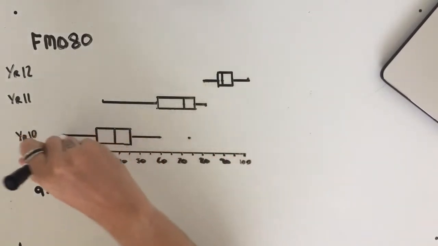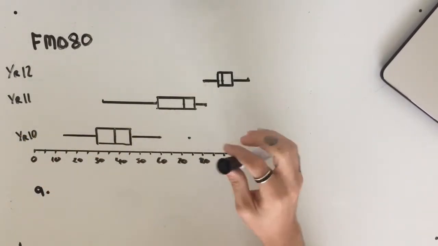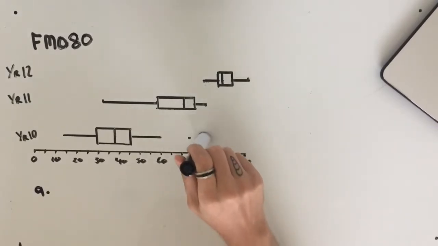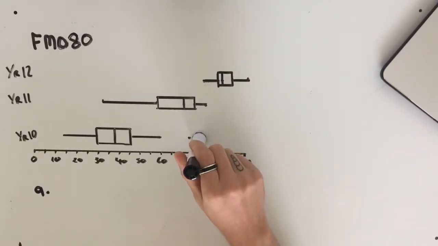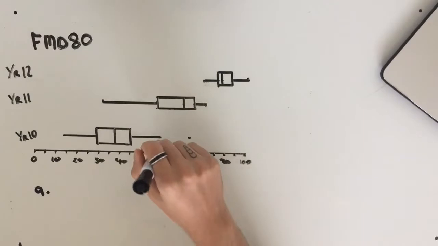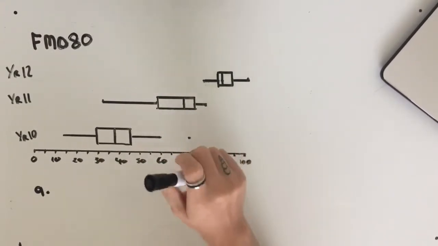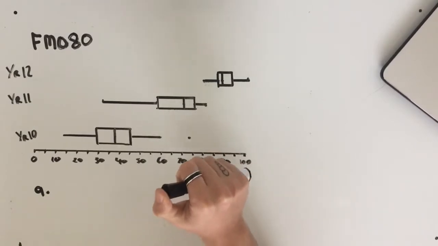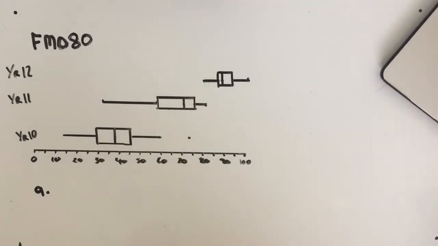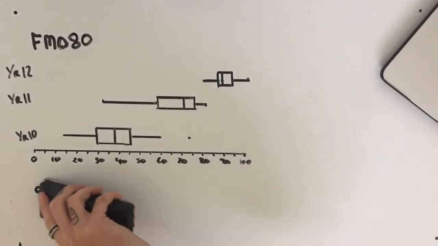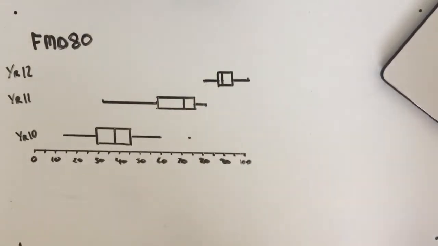So as we can see here, this box plot looks fairly symmetrical. But we do have this little outlier up here. So our answer will be exactly that: we have a symmetric distribution with an outlier. Cool, that's pretty much that question wrapped up. Let's have a look at question B.